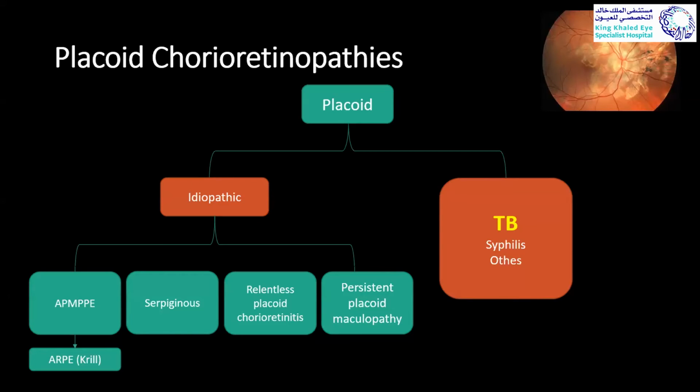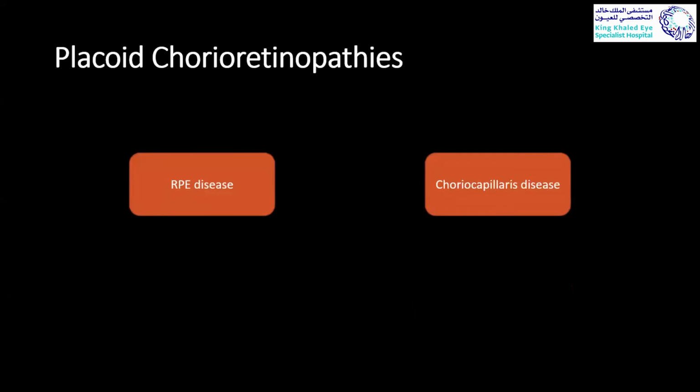Serpiginous lesions are usually rare and bilateral, and I don't think that we have a lot of idiopathic serpiginous in Saudi Arabia. However, it's also rare in Western countries. Relentless placoid chorioretinopathy is an aggressive type of multifocal serpiginous or ampiginous lesions or persistent placoid maculopathy. All these lesions share similar findings on multimodal imaging.